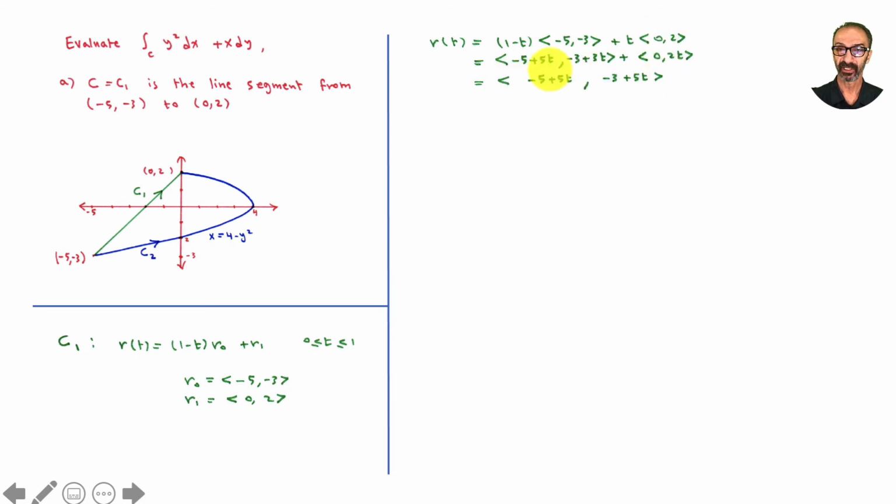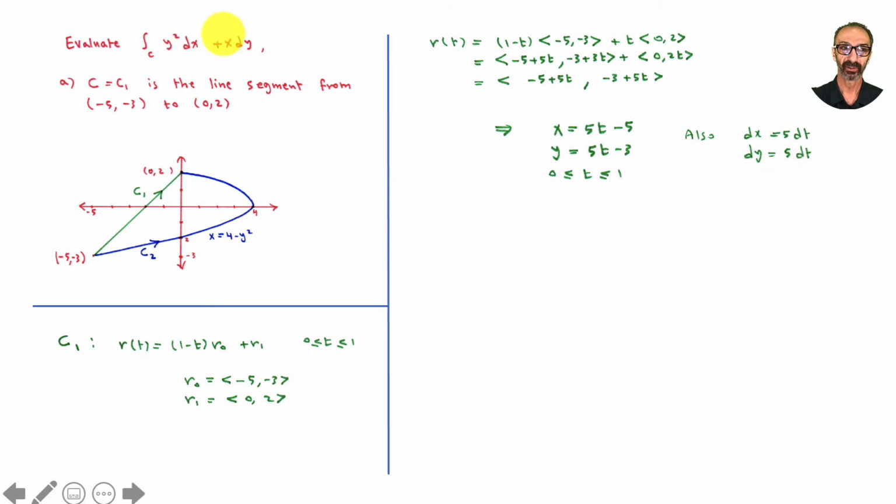This gives me x of t, and this gives me y of t. And that's what I have, where t changes from 0 to 1. Now, while we are here, we could find dx/dt, which is 5, and dy/dt, which is 5. Or differently, I could say dx equals 5 dt, and dy equals 5 dt.